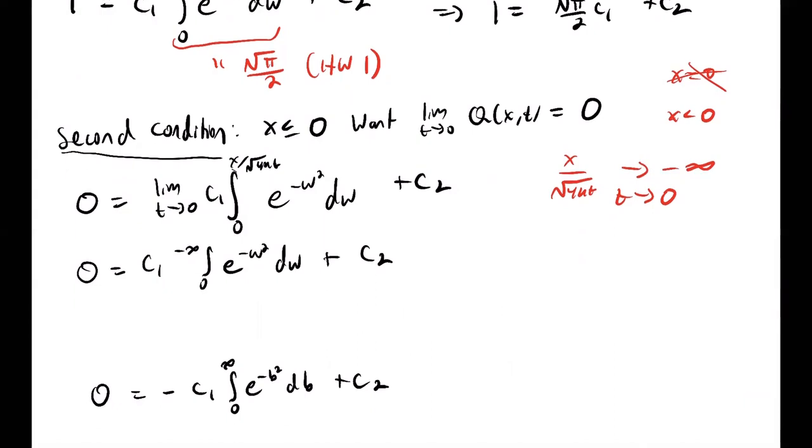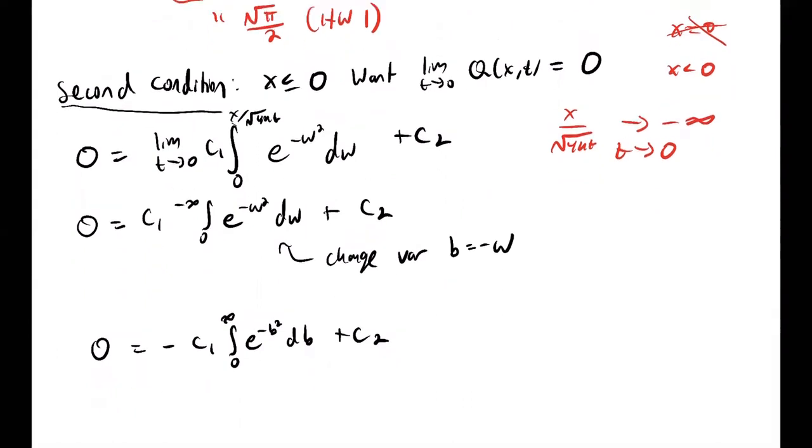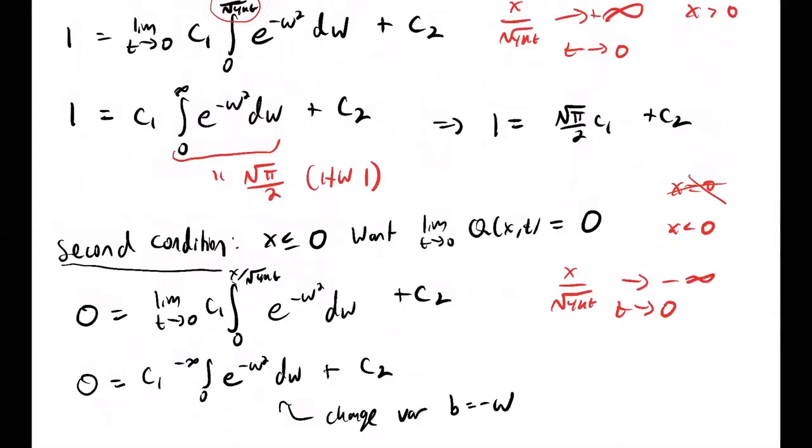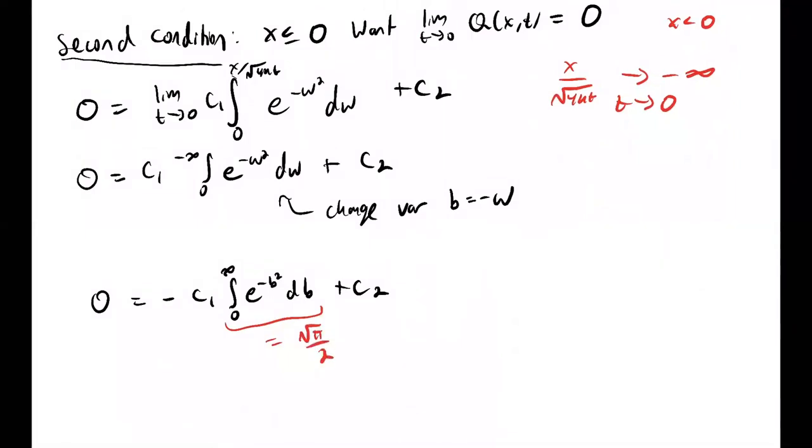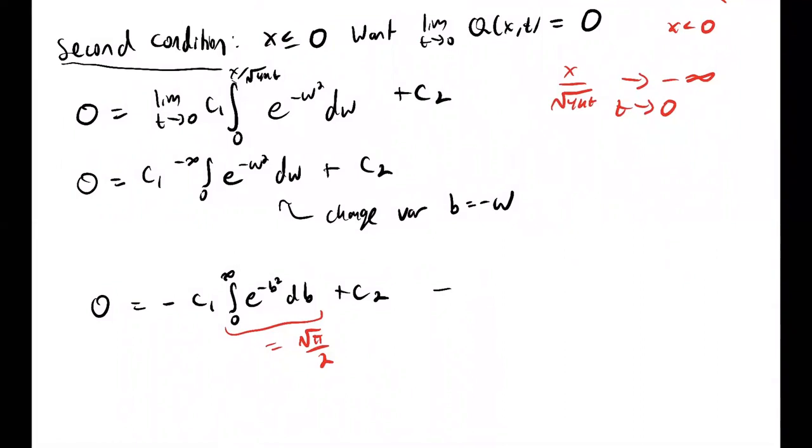Sorry, I had to erase that to clear some space, but let me write this out so that when you have the lecture notes later on, it's clear. Now the Gaussian integral has showed up again, except we just have a minus sign. This integral is the same as what we saw before, so this is square root of pi over 2. And so this tells me that 0 has to equal minus square root of pi over 2 times c1 plus c2.